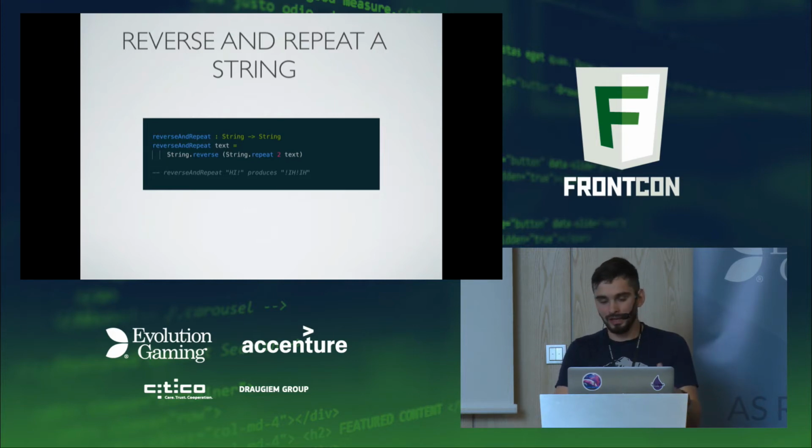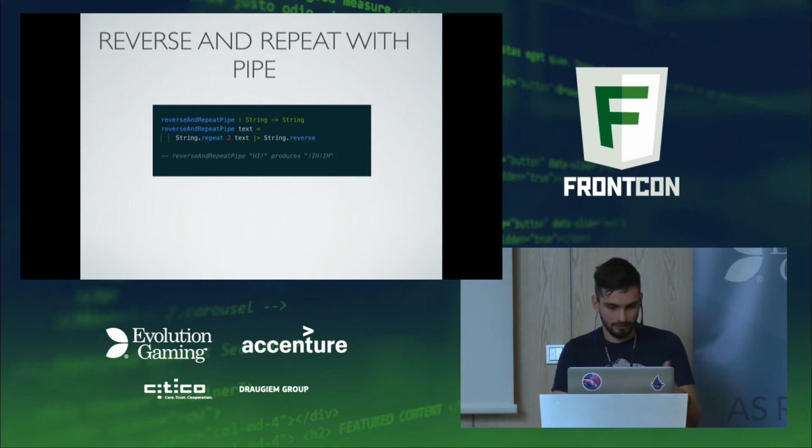Well, the most naive way to do that would be to write it this way. As we know, like from math and from programming, everything that is in the parentheses will get executed first. So string.repeat 2 text will actually repeat the text 2 times. And the result of that will get passed to string.reverse. The next, the better, I would argue, implementation would be with a pipe. So string.repeat 2 text will get passed to string.reverse. So everything that is on the left side, the result of that computation will get passed to the right side as the first argument.